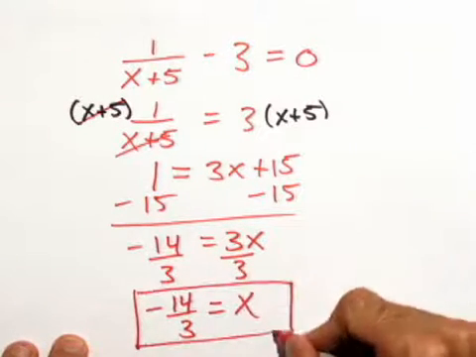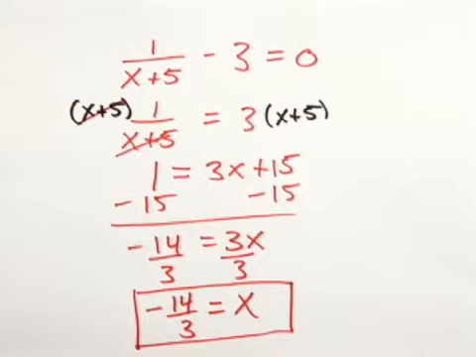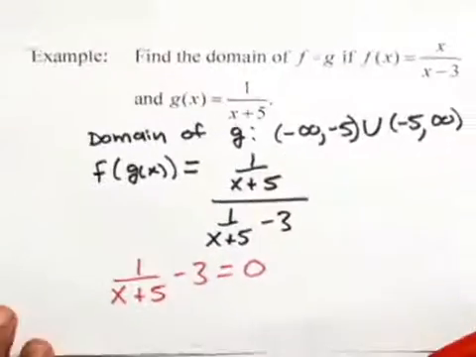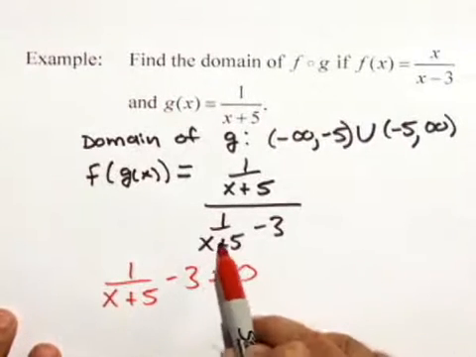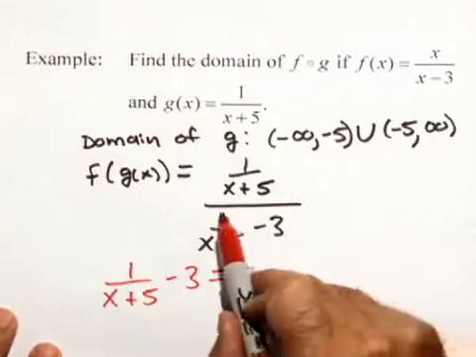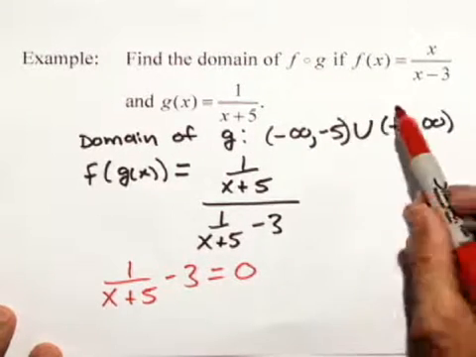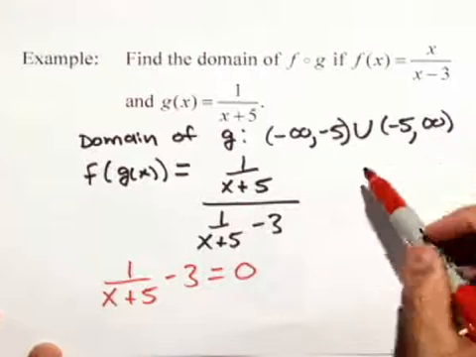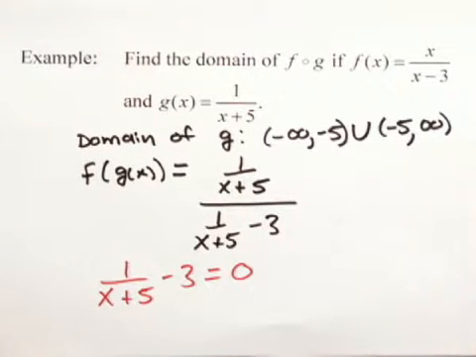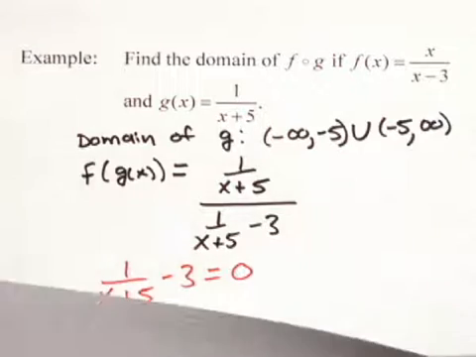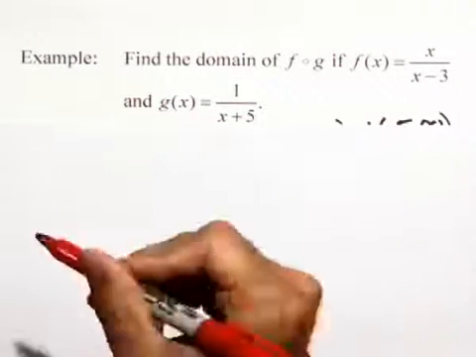Now let's figure out what that means. If we go back to the previous page, we just found that when x is equal to negative 14 thirds, we get a 0 in the denominator. That means we're going to have to pull the value of negative 14 thirds out of our original domain of g. Okay? So what that means for us is that the domain of f composed of g is all values of x except negative 5 and negative 14 thirds. So let's write that down.